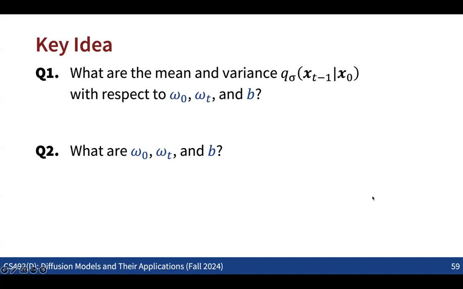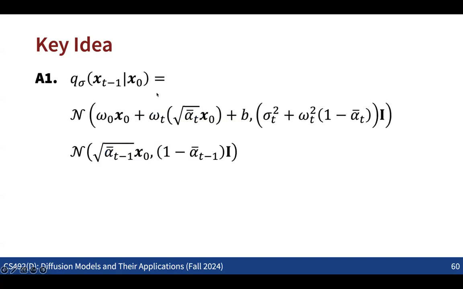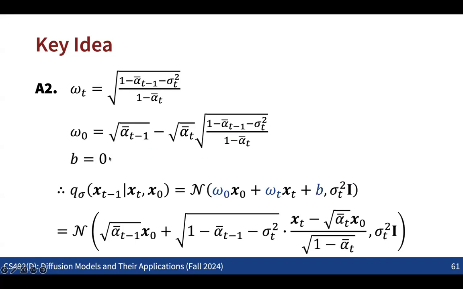Okay, so if we move on to the answers for those questions, you can basically try to solve these problems using the hints in the previous slide. You can see that this distribution can now also be described in this form, having these three terms. Based on the fact that the mean and the variance are defined in 3, we can now derive omega 0, omega t, and p here. We can see that p just becomes 0, and omega t and omega 0 are defined this way.